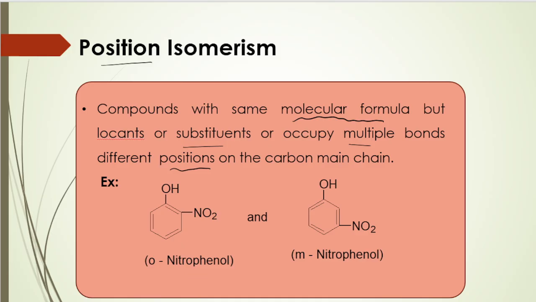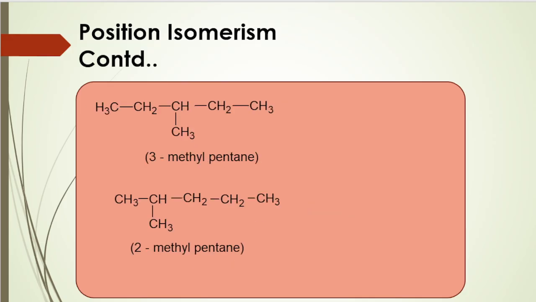Okay. Now see here, if we consider orthonitrophenol, this OH and NO2, this is called orthonitrophenol, and this is called metanitrophenol. They differ greatly in their boiling points, and the groups' positions are different, right? So we can take this as a positional isomer. These two are positional isomers. And a few more examples for positional isomerism.